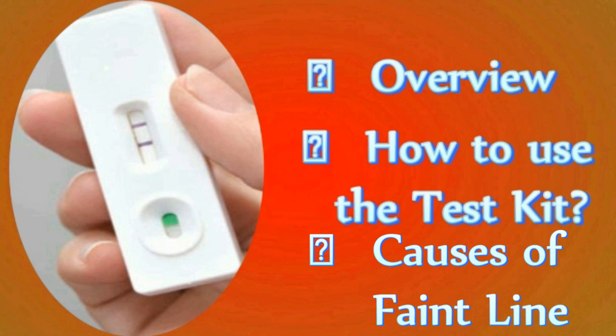Some medications, which usually contain HCG, can indicate the presence of this pregnancy hormone by forming a faint line. Therefore, you need to make sure that you are not taking any such drugs for about a couple of days prior to performing the pregnancy test.